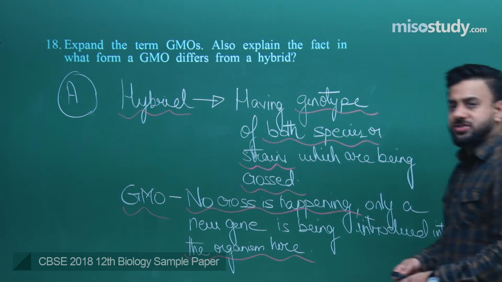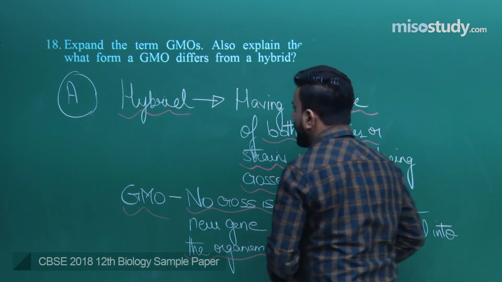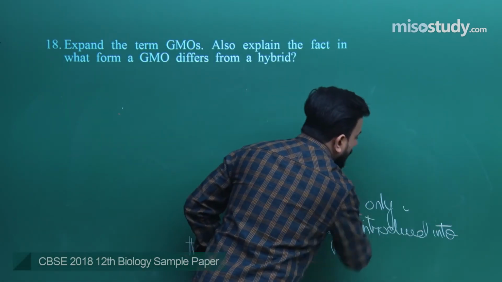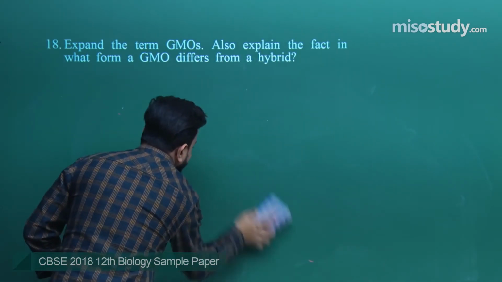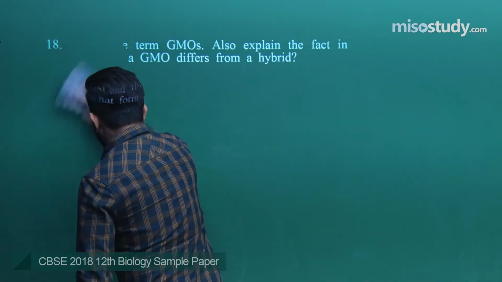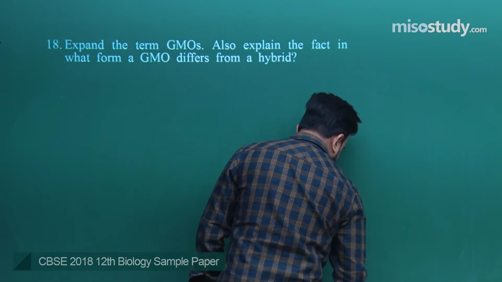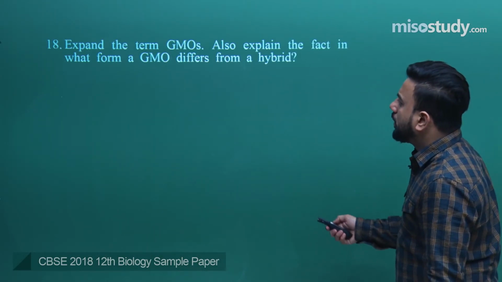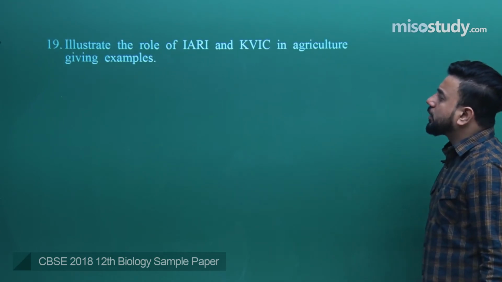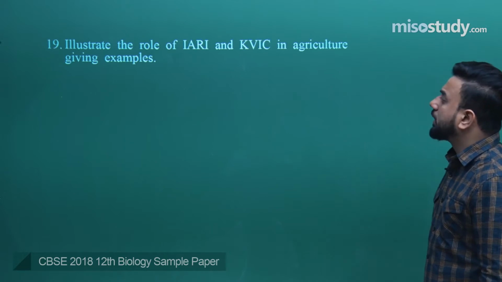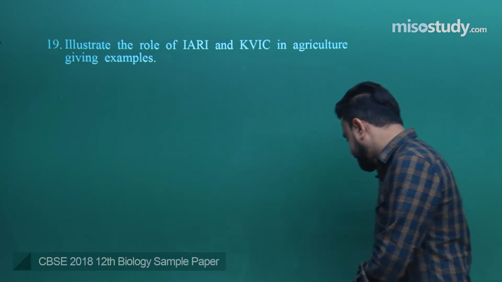Okay, friends, so I hope you must have noted down. And now we will continue with the session. Probably 3 or 4 more questions from this section, and then we will continue with the next section. Illustrate the role of IARI and KVIC in agriculture, giving examples.